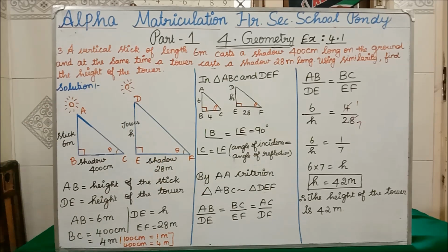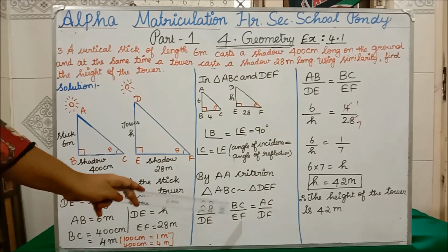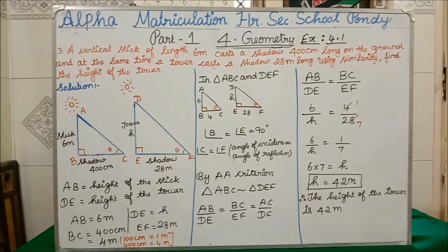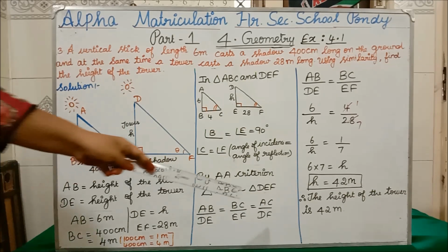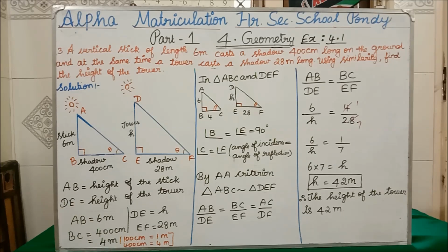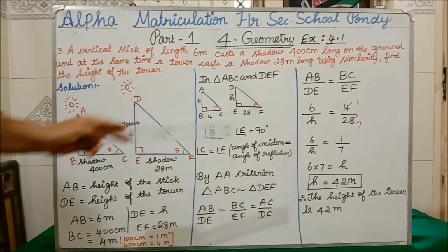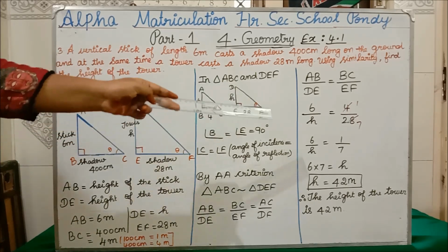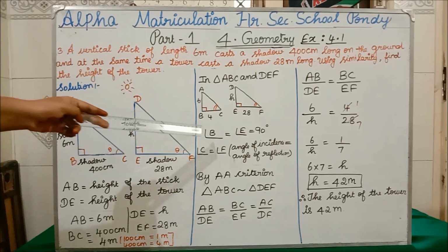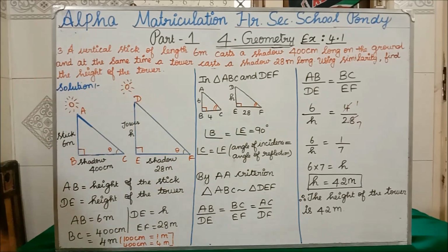One thing is, if you write ABC, you have to take DEF. You should not change and write EDF like that. If you write like that, then you will get it wrong. Now since we don't have the third value, we are taking only the first two. The value of AB is 6, DE is H, BC value is 4, EF value is 28.